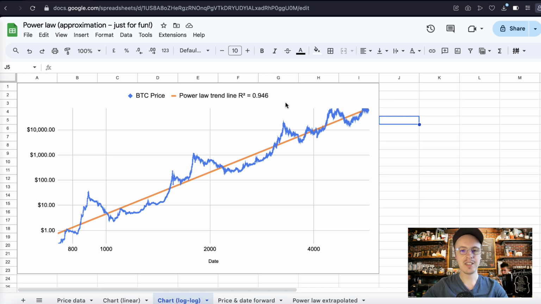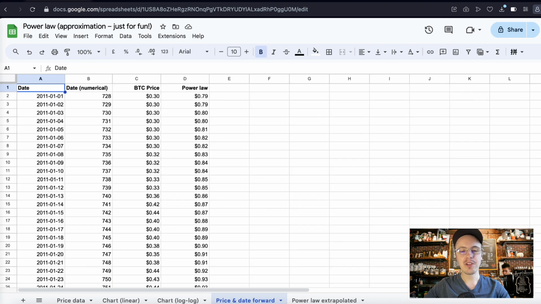So how do you do that? Well, you just take this line here, this power law trend line, the orange one, and you just extrapolate it off into the future. So let's go ahead and do that. I've got the same data here as I was working with before. I've just added another column here on the right, which is the power law line. And I've taken the equation for that orange trend line and I've just plugged it in here. So the equation is 1.25 multiplied by 10 to the minus 16 multiplied by time to the power of 5.52, which is the power law index.